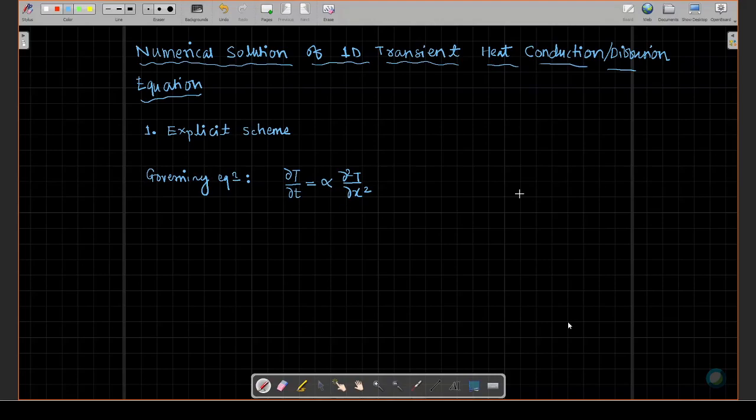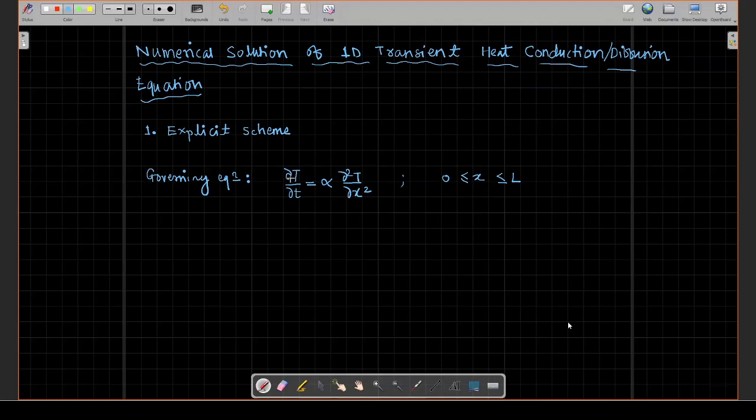Okay, now this can be on a domain. So this is on a domain which is varying from x. So x we need to specify. So x greater than or equal to 0 and less than or equal to L, capital L. Okay, so this is the length scale on which it is.